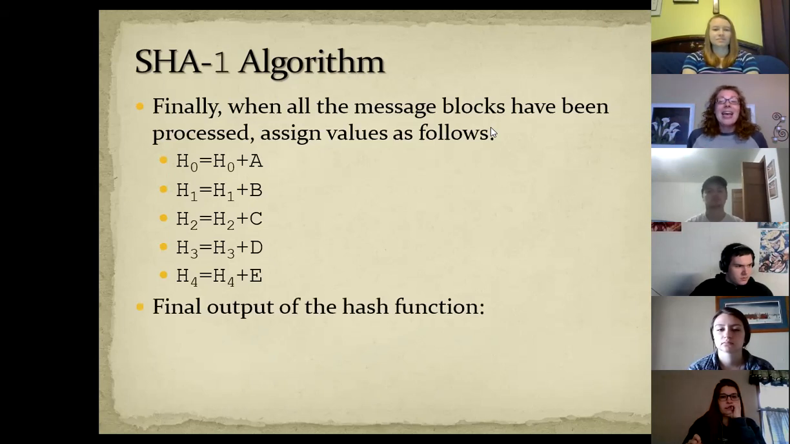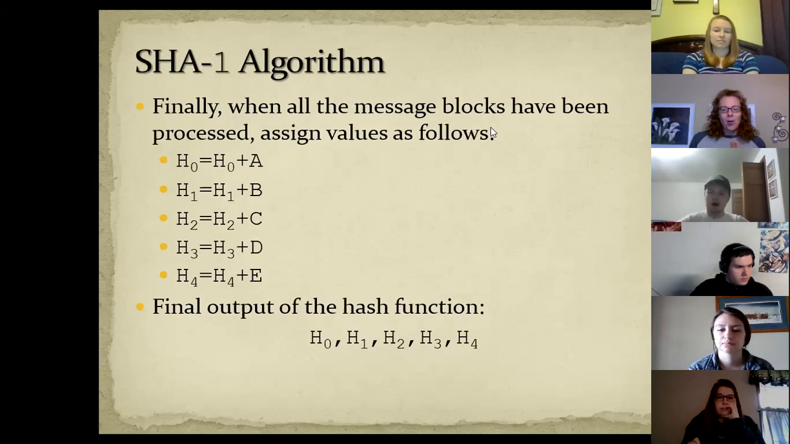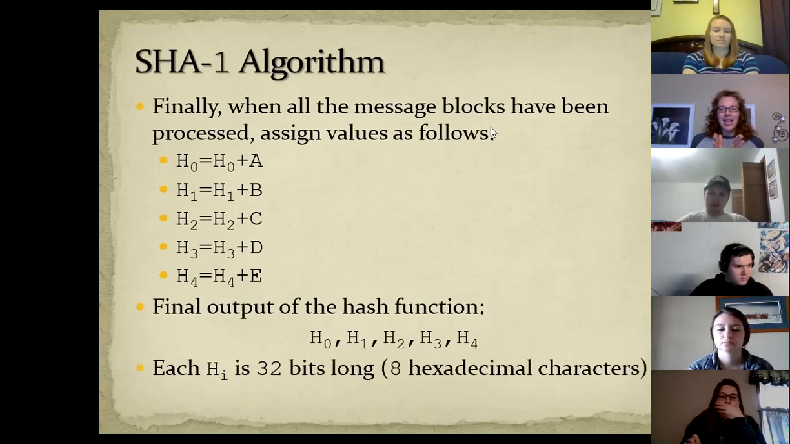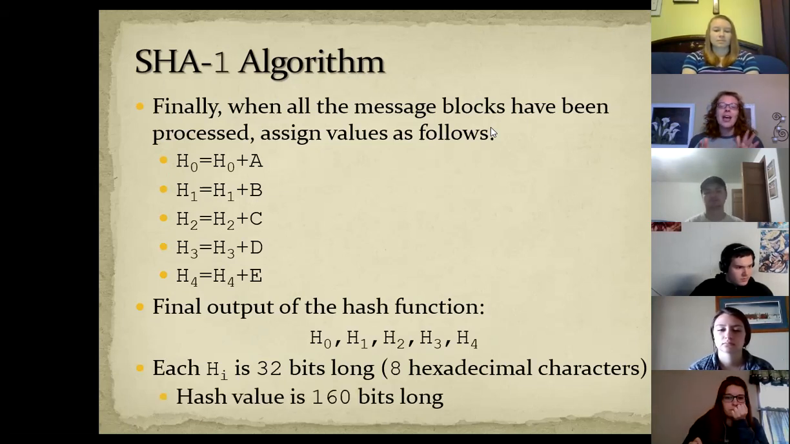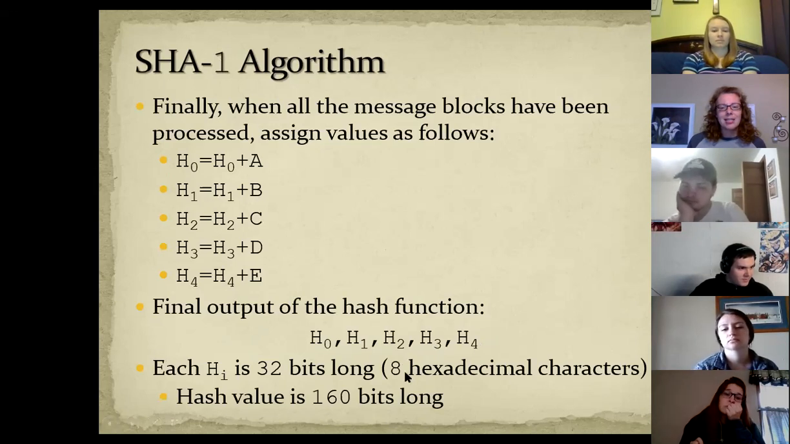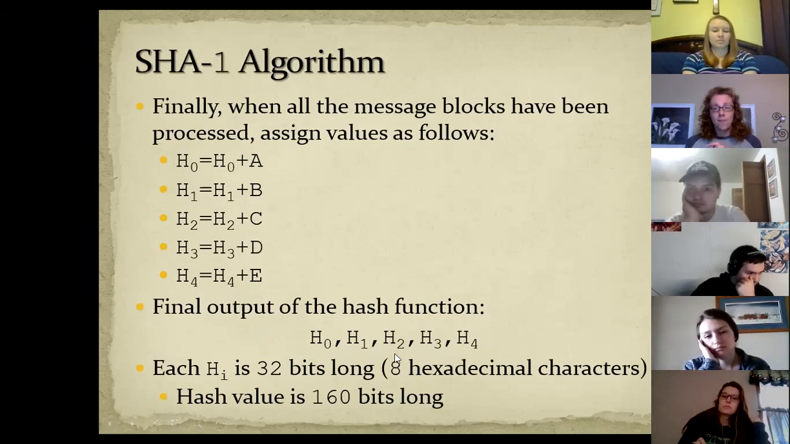So we've got all of these. And then, yay, we're ready for the final output of the hash function. It is all of those concatenated together. So remember that each H is 8 hexadecimal characters, 32 bits long. So the hash value is 160 bits, or 40 hexadecimal characters. Each of these has 8 hexadecimal characters, so your hash is going to be 40 hexadecimal characters. That's how long your hash is.